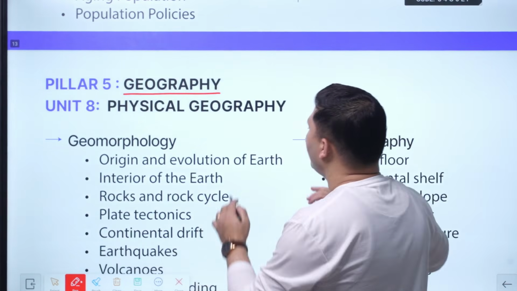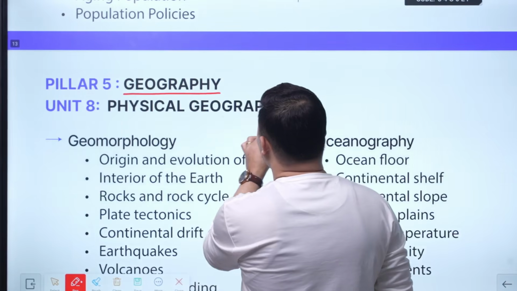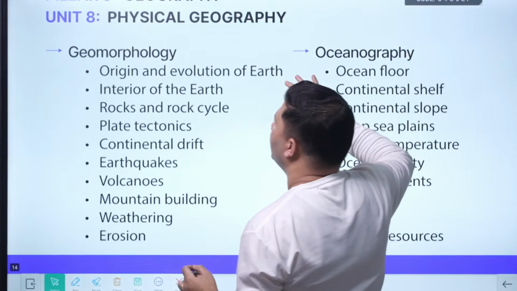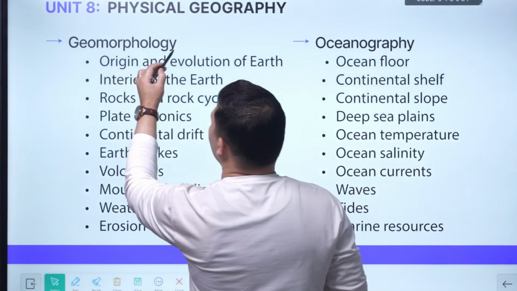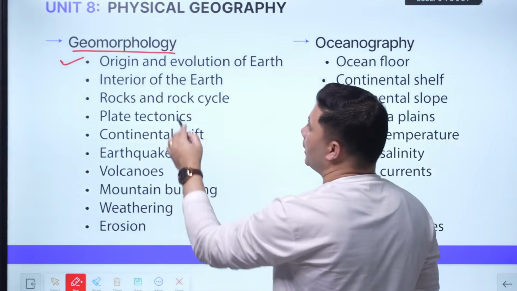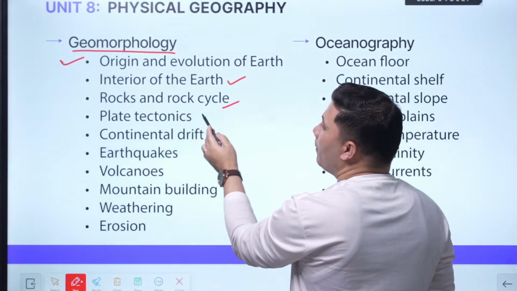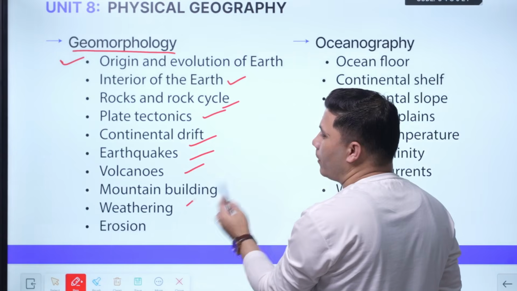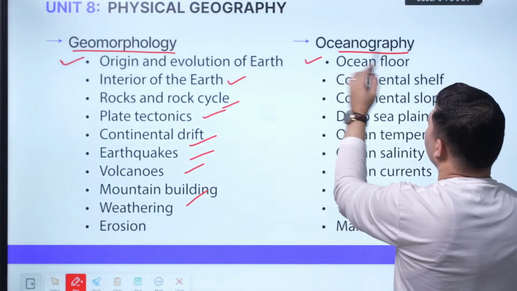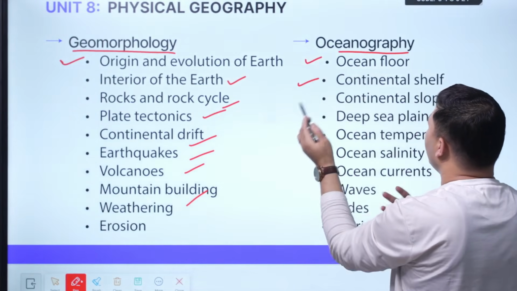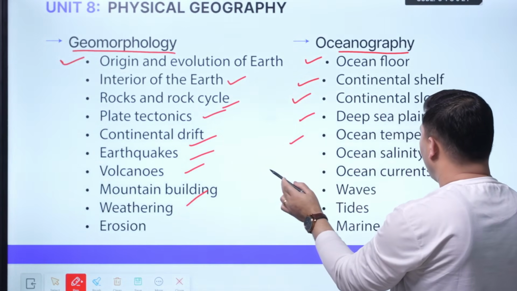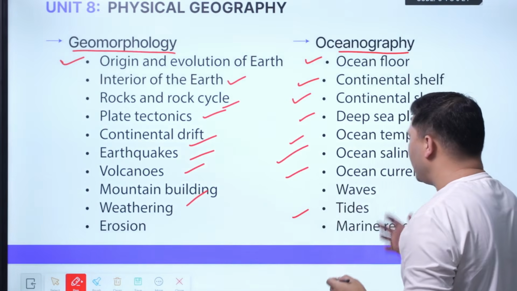In geography, first of all, you will have to study the physical geography of India. These are the topics which will have to be covered. In geomorphology, you will have to study the origin and evolution of Earth, interior of Earth, rocks and rock cycle, plate tectonics, continental drift, earthquake, volcano, mountain building. Along with that, in physical geography, you have to also study oceanography: ocean floor, continental shelf, continental slope, deep sea plain, ocean temperature, ocean salinity, ocean current, wave, tides, marine ecosystem.